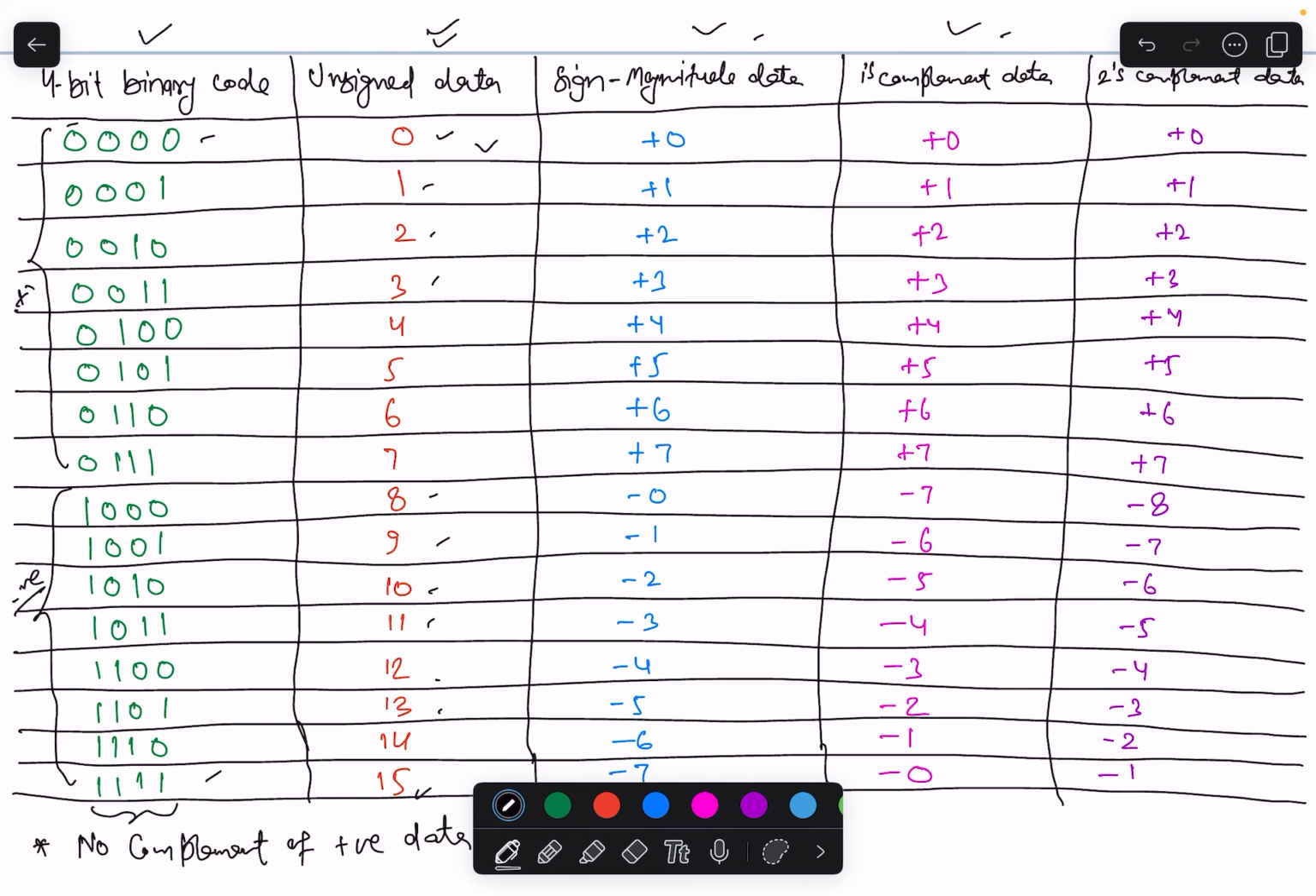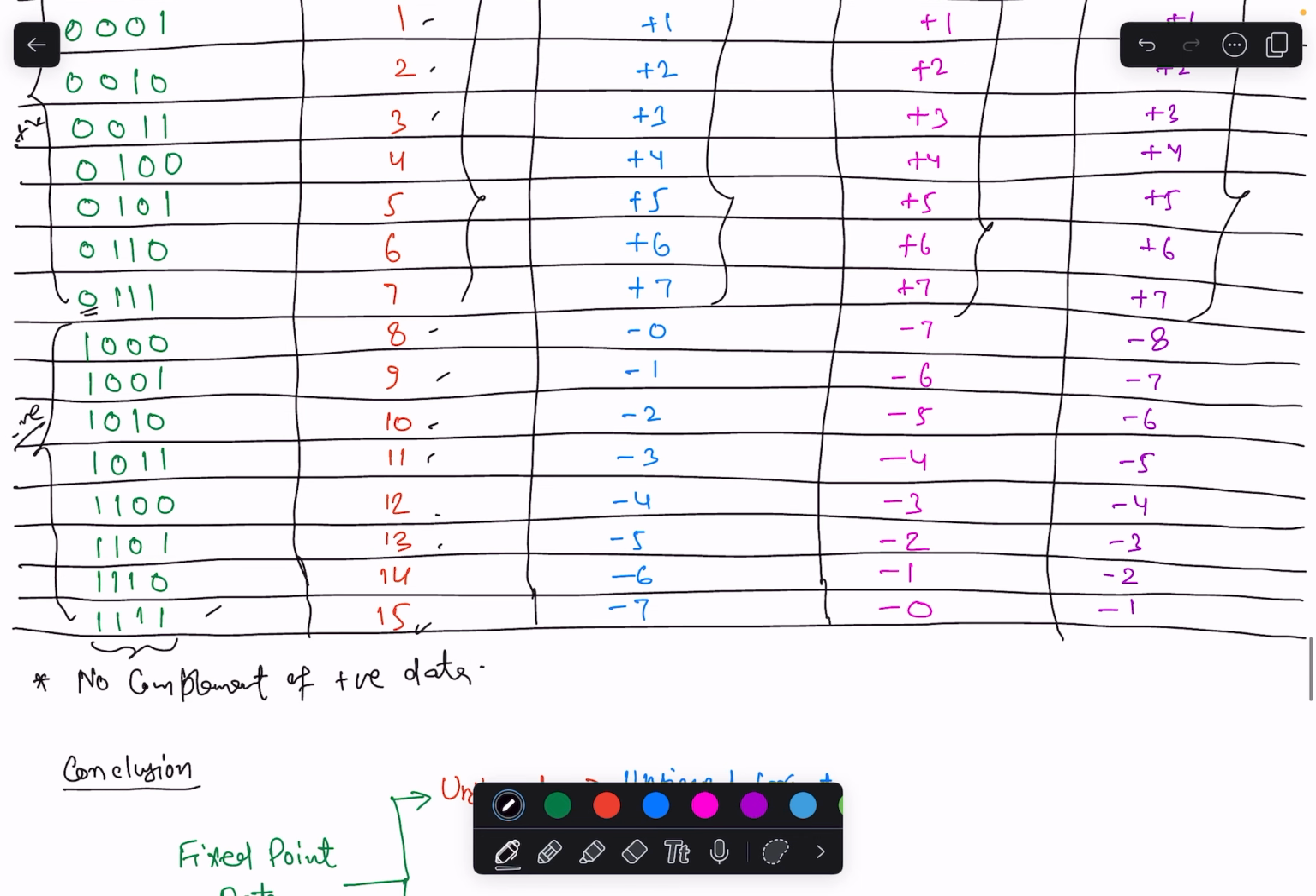Now for all the positive numbers we can see these numbers are the same in all the formats. This is what we can derive from this table. If the number is positive, that is if the MSB bit is 0, all the numbers are positive and the same in all the formats, right? So we can note that there is no complement of positive data.